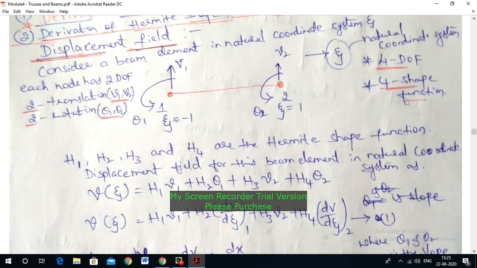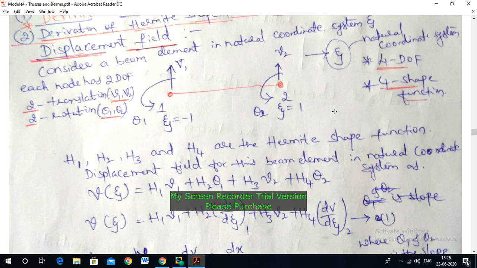Because we consider the beam element in natural coordinates, zeta is equal to minus 1 and zeta is equal to plus 1 are the coordinates for node 1 and node 2. The beam element has 4 degrees of freedom, and it consists of 4 shape functions, called Hermite shape functions. In the beam element, the number of degrees of freedom is always equal to the number of shape functions.